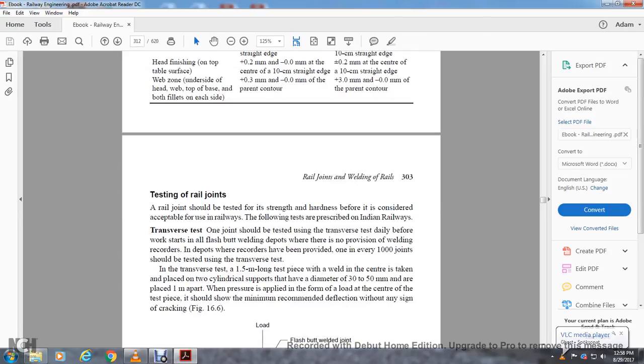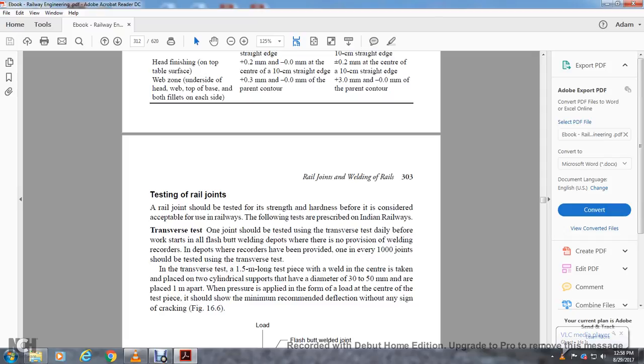Testing of joints. A rail joint should be tested for strength and hardness before it is considered acceptable for the railway. The following tests are prescribed in Indian Railways. Transverse test: one joint should be tested using the transverse test daily before work starts. For flash butt welding depots, where no provisional welding record of the depot is available, 1000 joints should be tested using the transverse test.